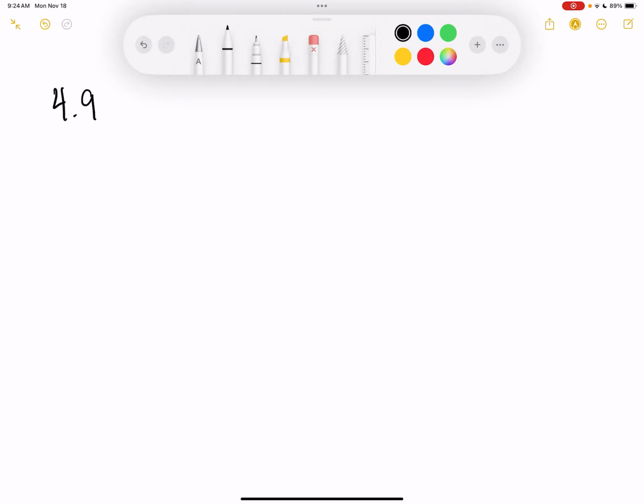Now the quiz and 4.9, graph and solve quadratic inequalities.